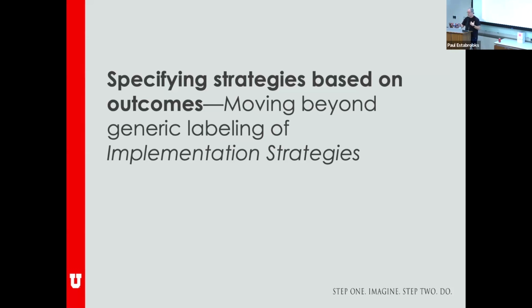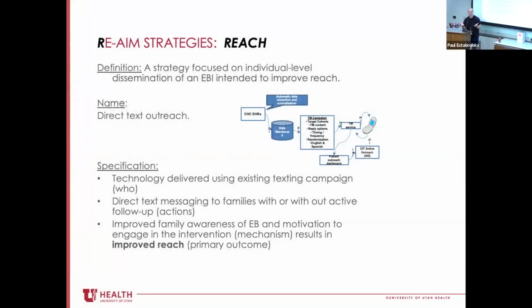So I'll go through. And so here's a RE-AIM strategy that would be a strategy for reach. We're defining that as a strategy focused on individual level dissemination of an evidence-based intervention intended to improve reach. So here is a little bit more detail. This is one of Guilherme's figures that demonstrates a little bit more of the mechanics of the text message outreach. Our name of our approach is direct text message outreach, so very descriptive of what we're doing.